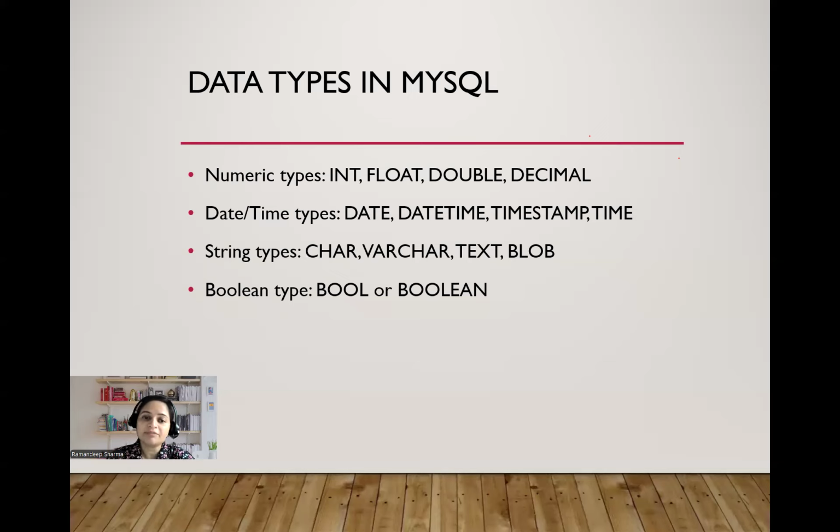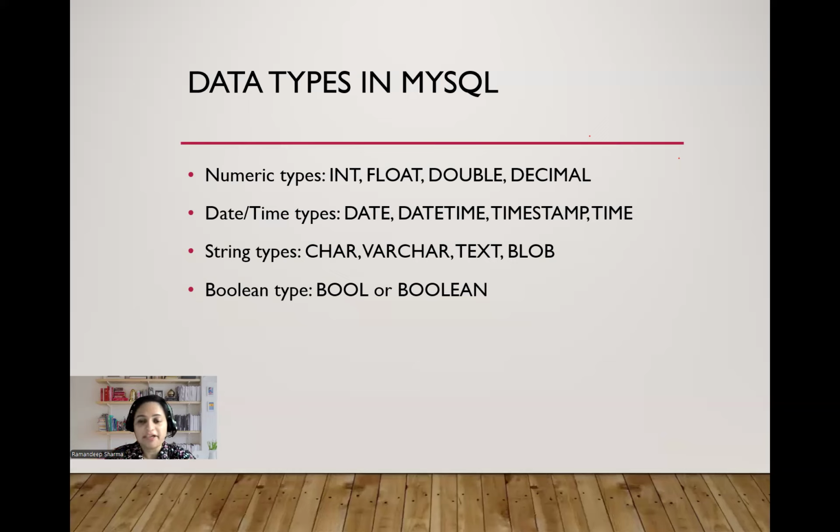For the string types, like name or description, anywhere we have to store alphanumeric data, we use the string types. Char is for characters where the string is limited and small in size. Varchar is for long strings. Text is for unlimited strings, and blob is for binary files. We can store large binary files.